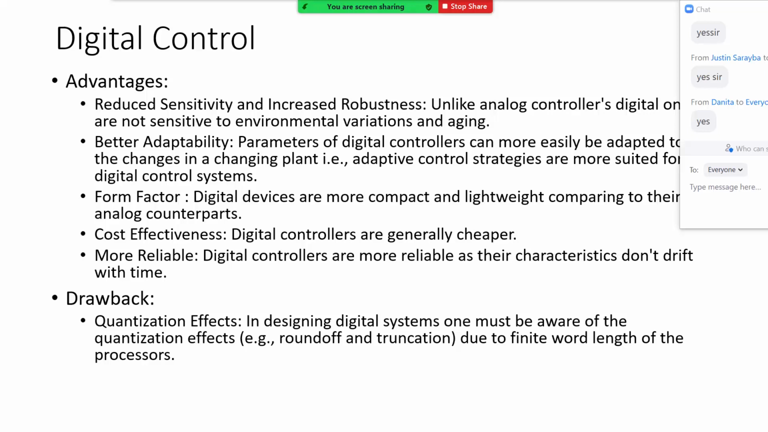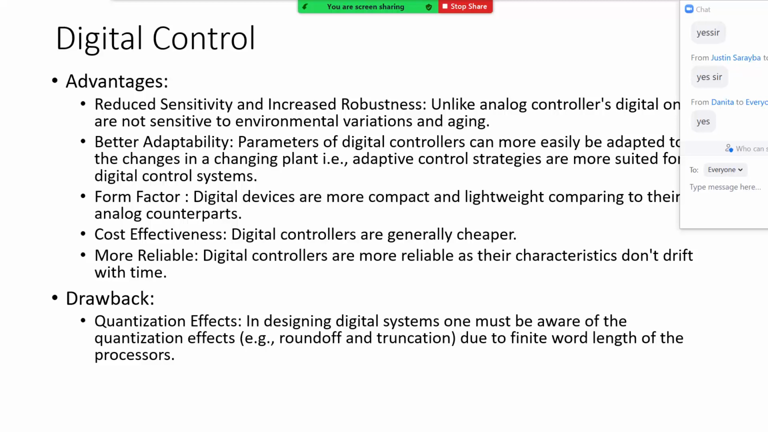Also, with a digital controller, the components are always going to behave consistently, unlike analog components, which might heat up or, with time, lose their accuracy. With a digital system, the system is going to be always robust, behaving similar to how it would behave all the time.